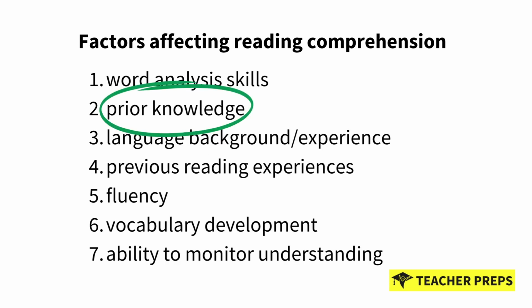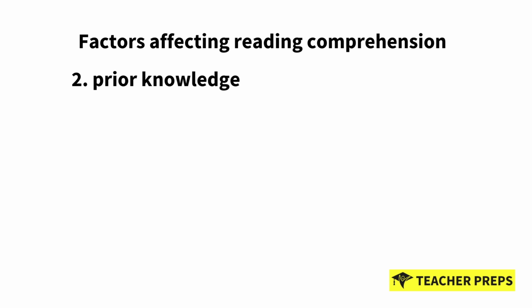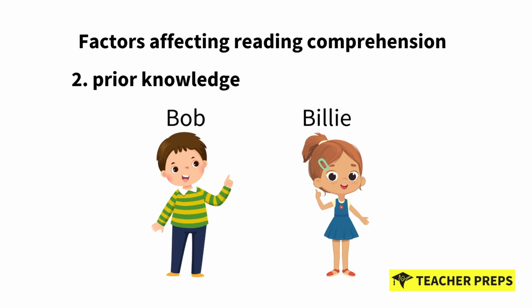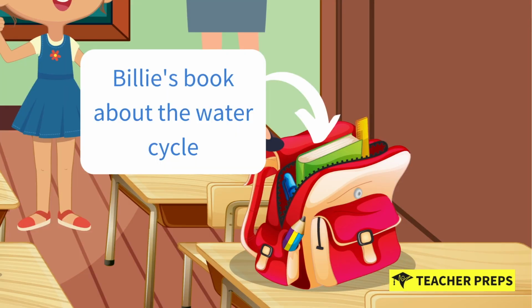All right, so on to number 2, prior knowledge. Let's start with a little background information. Students draw from their pre-existing knowledge when reading a text, allowing them to make connections, predictions, and inferences. Let's learn and realize this through an example. There are 2 students in a classroom, Bob and Billy. Today's science lesson is all about the water cycle. Billy happened to pick up and read a book at the library that had a chapter about the water cycle in it.